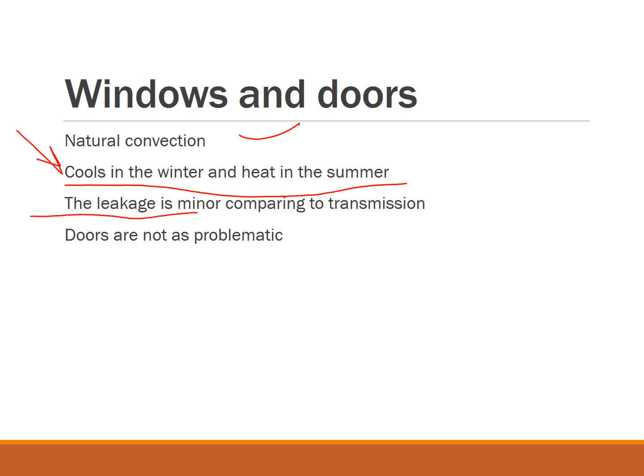And the leakage is minor compared to transmission. The air leakage, which is infiltration, is not that much, except if you don't have any kind of sealant around the door or windows. If it's very leaky, probably you will have a lot of infiltration. But mostly it's transmission. It's not much infiltration unless it's an old window.